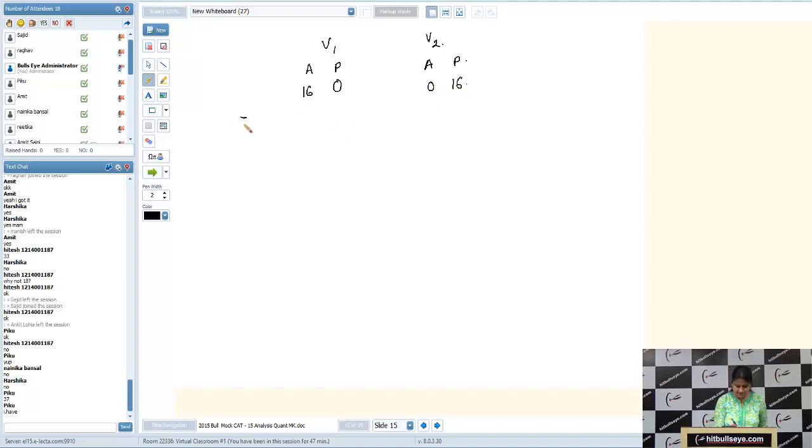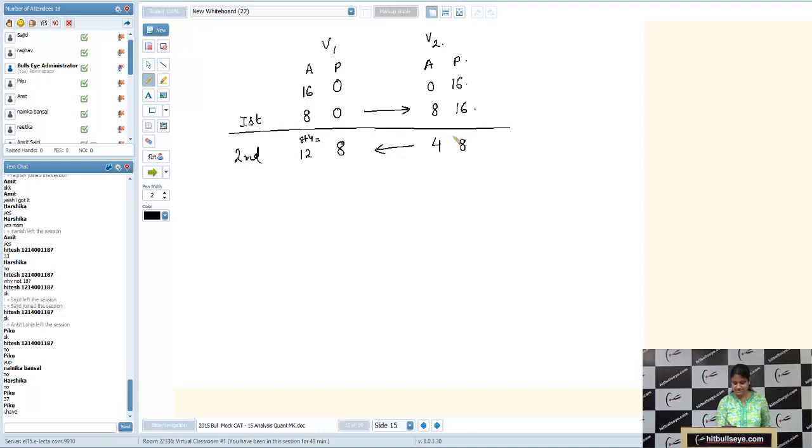Now the first transfer. In the first transfer we are transferring half of the solution of vessel 1 to vessel 2. It means we will be left with 8 alcohol this way. Now the second transfer from vessel 2 to vessel 1 will have 4 and 8 here. 8 will be Pepsi and 4 is transferred to this. 8 we have already, that's why it will become 8 plus 4, 12. I'm writing 8 plus 4 here. That is the second transfer.